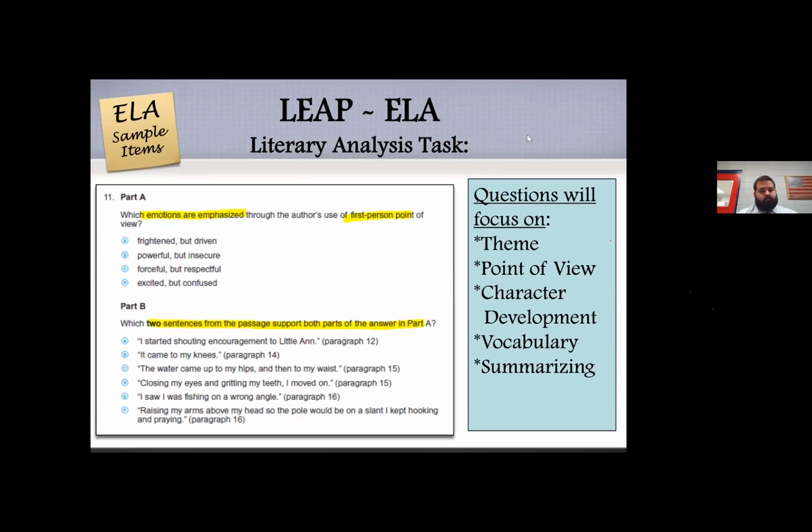These are the questions that they're going to be asked to focus on those tasks. And this is something they've been working on third, fourth, well, I'd say really actually kindergarten, first, second, third, fourth, and fifth. They're always working on identifying the theme, the point of view, the characters, the character development, vocabulary, and then even our kindergartners, we're teaching them how to summarize stories and things of that nature.